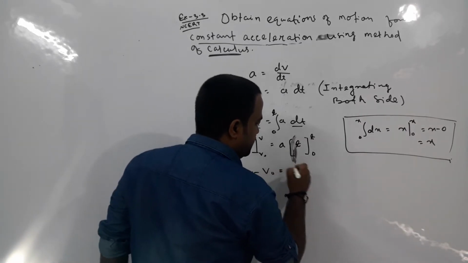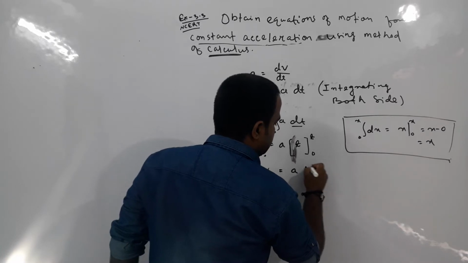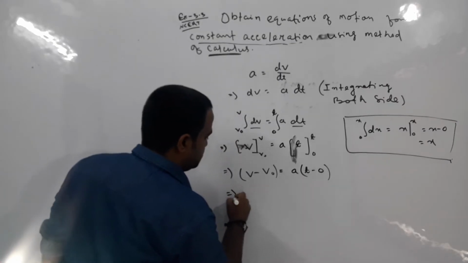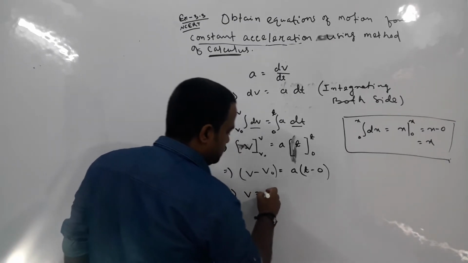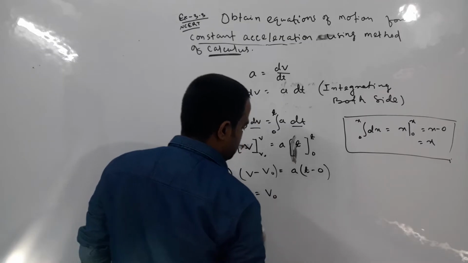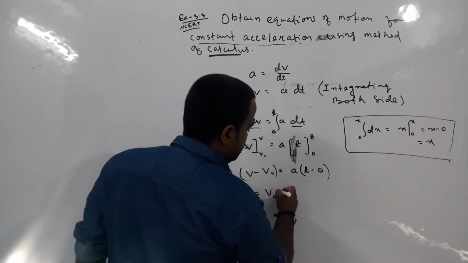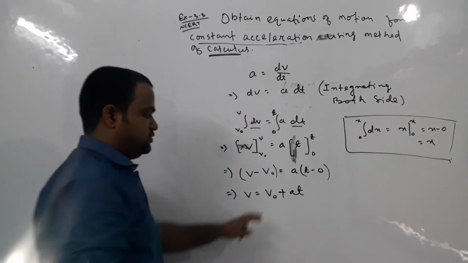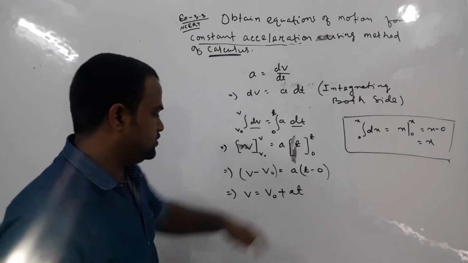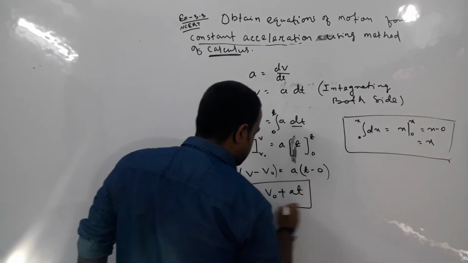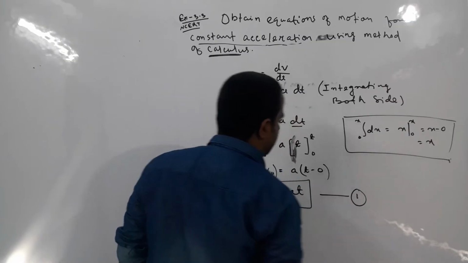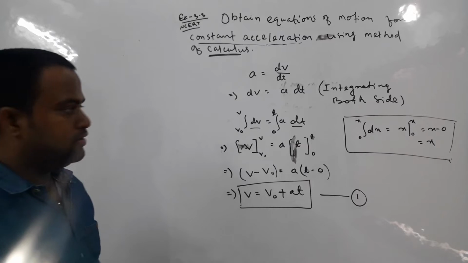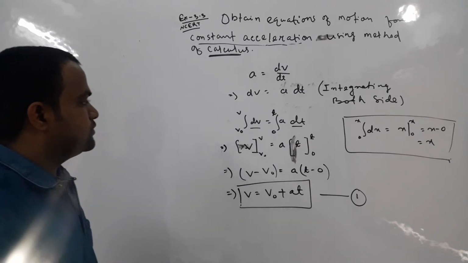This will be equal to a times t minus 0. So simplifying this, v is equal to v0 taken to the right hand side plus at. v0 we sometimes call u. v is equal to u plus at. So this is one equation of motion. Now we will discuss the other equation of motion related to distance.